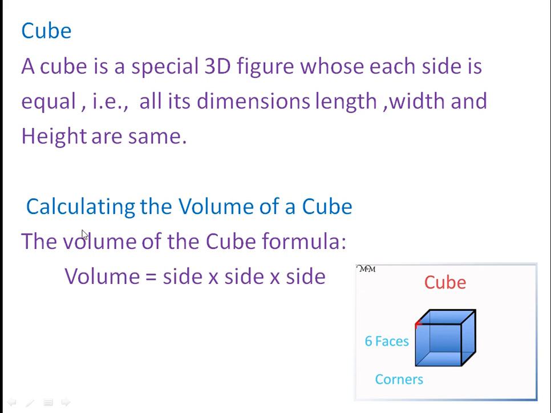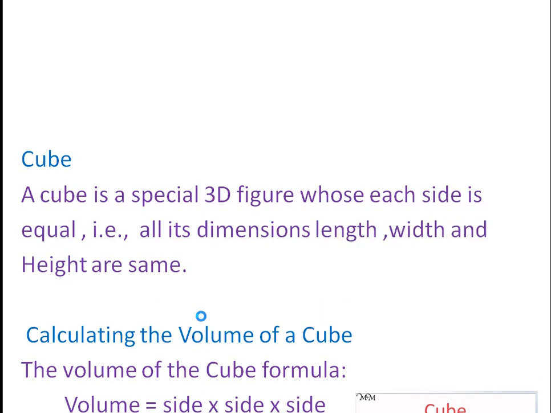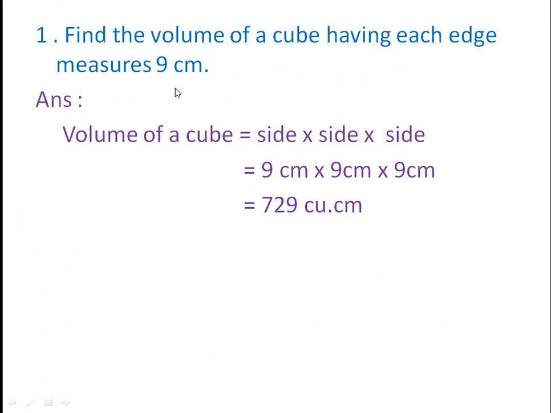Now we will go to calculating the volume of a cube. What is the formula for the volume of the cube? The volume of the cube formula is side multiplied by side multiplied by side. Okay, three sides are there here. Volume of the cube.